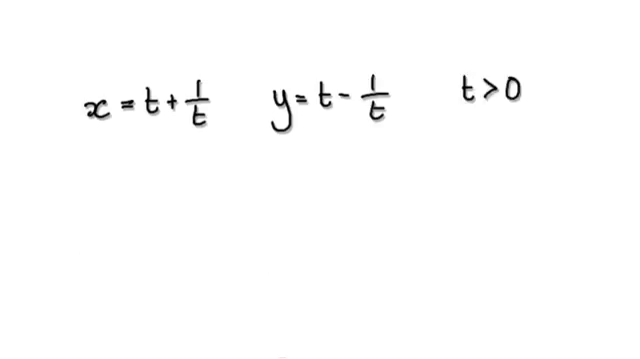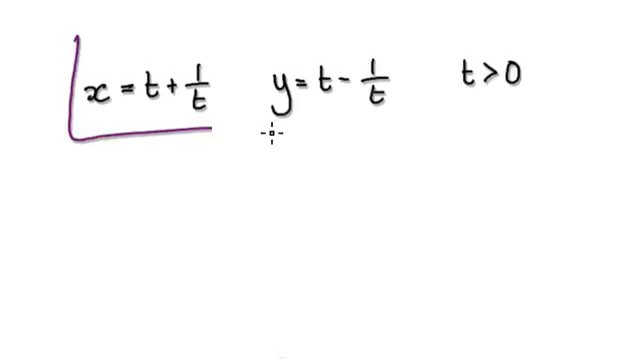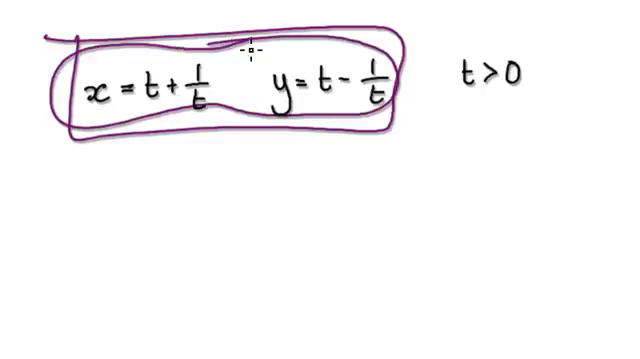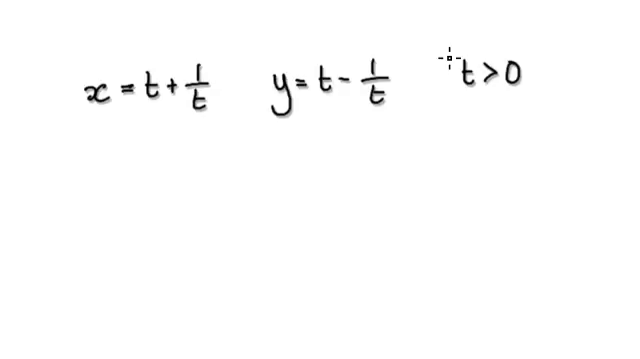Okay, let's give you guys another example. Suppose you've been given these parametric equations and you're told that a particle is moving along this path for time being greater than 0. How would you go about visualizing the path in your mind? How would you picture that path in your mind?